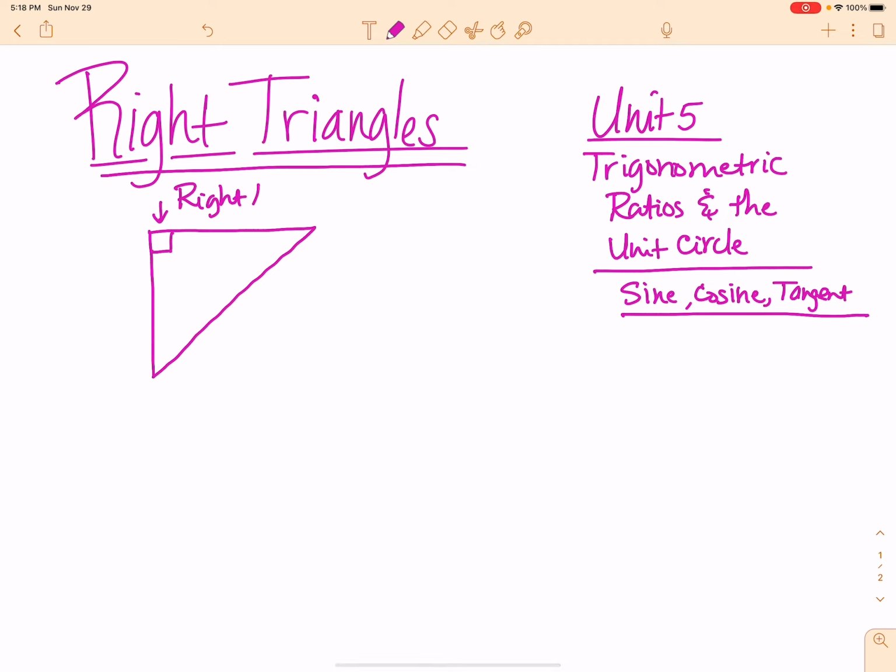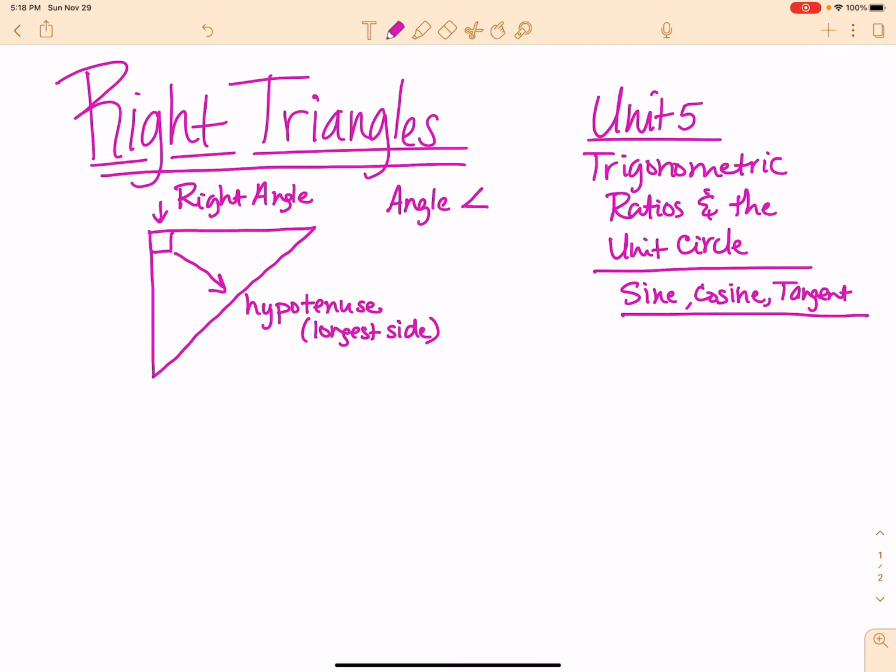So one right angle. And just to remind you, I am going to use this symbol right here for the word angle. That's what an angle symbol looks like. And then I want you to recognize that the side opposite the right angle is always called the hypotenuse. The hypotenuse is also the longest side in the triangle, and of course the right angle is the largest angle.